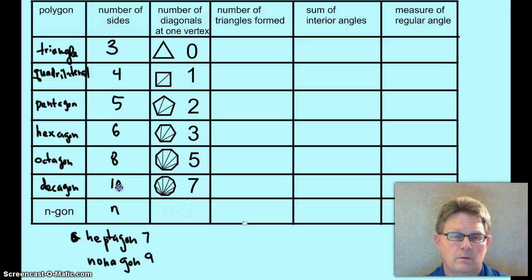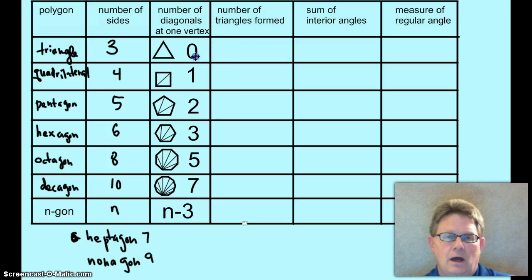Now, what is the mathematical relationship between these 2 columns of numbers? That's correct. This one is 3 less. So if the number of sides is n, what would this be here? It would be 3 less than n, right? That is correct.